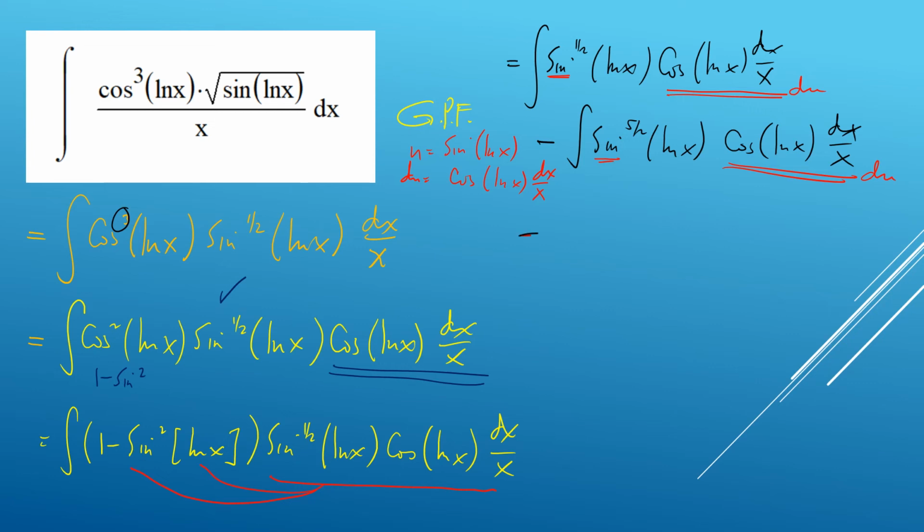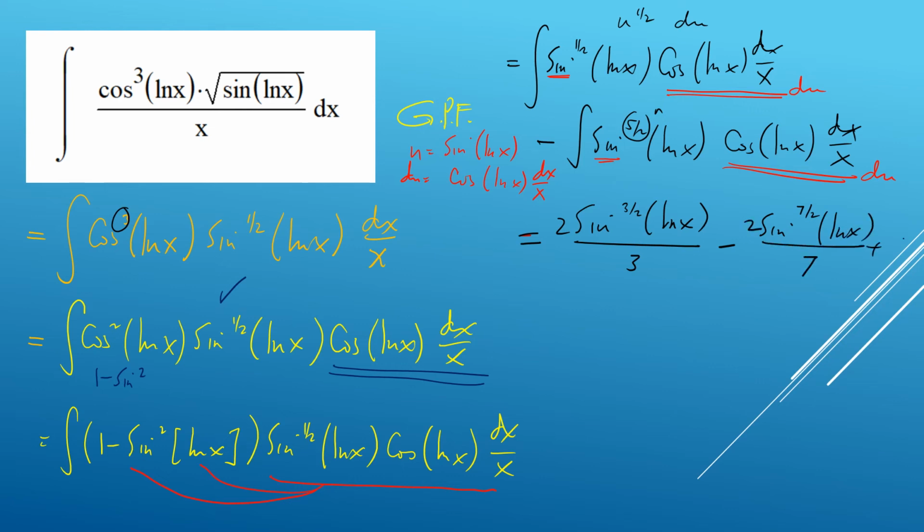The power formula, u to the 1/2 du, which is u raised to 3 halves, or sine raised to 3 halves of ln x over 3 halves, minus 5 halves, that is your n. So sine raised to 5 halves plus 1 is 7 halves ln x over 7 halves plus c.